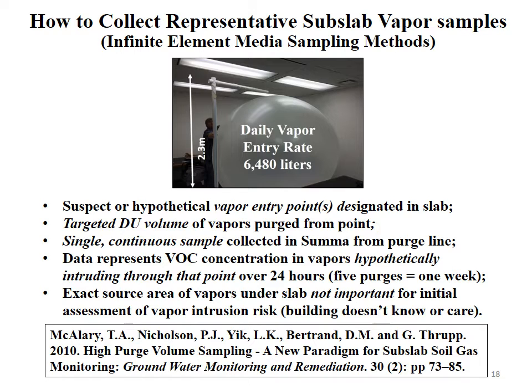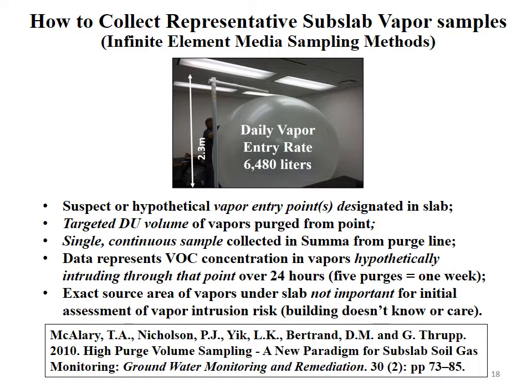Then you would drill a hole through the slab just like we would normally do and collect a vapor sample, except in this case, you're going to purge the targeted decision unit volume of vapors from that point. Remember, before we talked about, at least for cold climates, your decision unit volume of vapors, if you're interested in the average or mean concentration of a VOC in vapors intruding a building over a single day, is 6,480 liters.